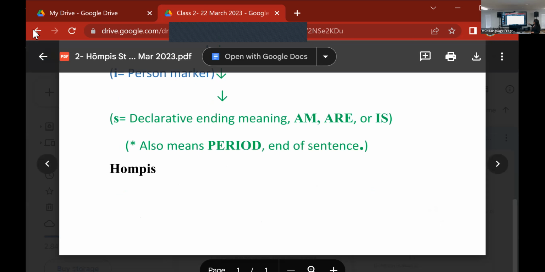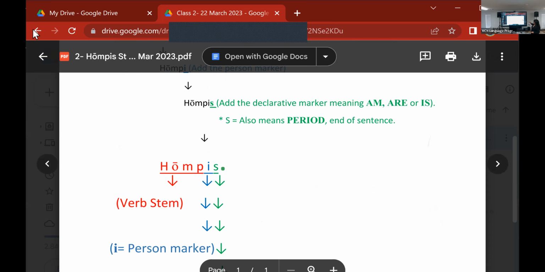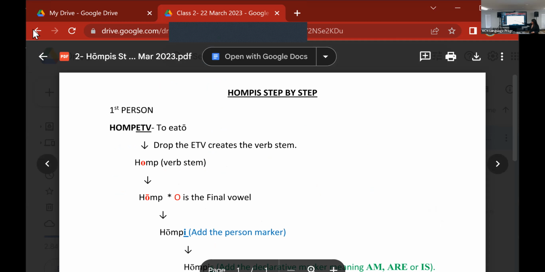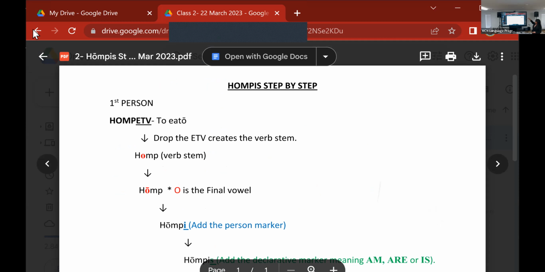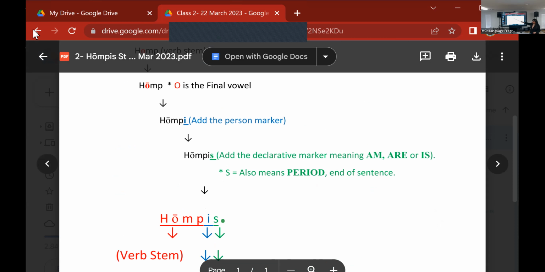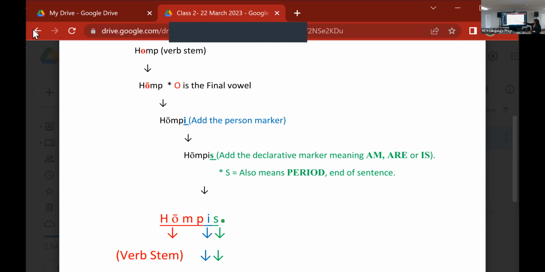You see the steps? I showed you step by step. Hombida, you drop the ETV, you get the verb stem, you lengthen the vowel, you select the person marker, which is I, because that's who's doing the action. You add the S, the declarative marker, am, are, is, and also the period. So you get from hombida to hombis. You got your verb stem.